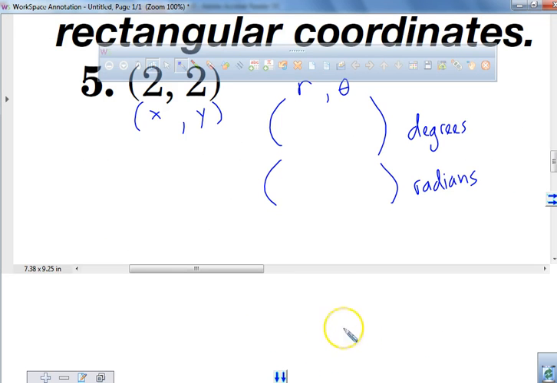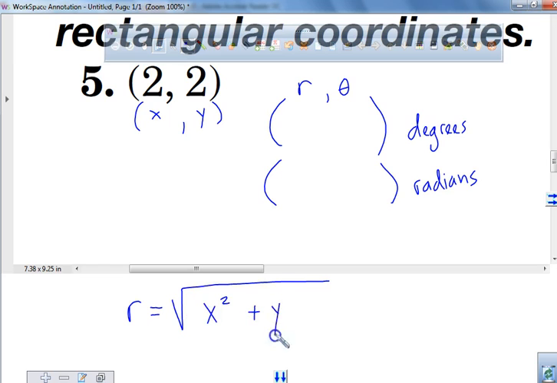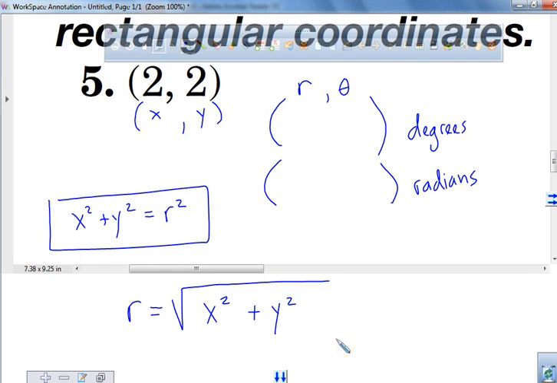Okay? So the first thing I want you guys to do is write down that r will always equal the square root of whatever x is squared plus whatever y is squared. That's the first thing. So if you ever want to find r, just simply plug in your x value, square it, plug in your y value and square it, and then take the square root. This comes from the formula x squared plus y squared equals r squared. This right here is the formula that you can use.